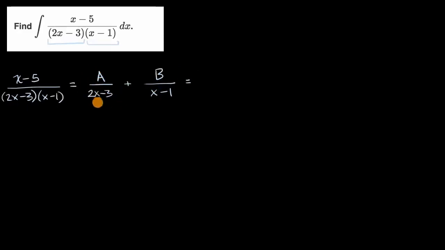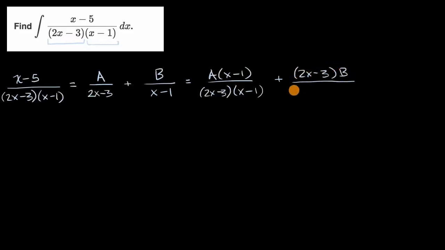So what we want to do is multiply this first rational expression by x minus 1 in the numerator and the denominator. So you could call this a times x minus 1 over 2x minus 3 times x minus 1. And then for this second rational expression, we'd multiply the numerator and the denominator by 2x minus 3. So 2x minus 3 times b over 2x minus 3 times x minus 1. And now, since I have the same denominator, I can add them.